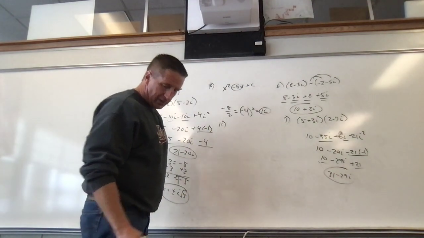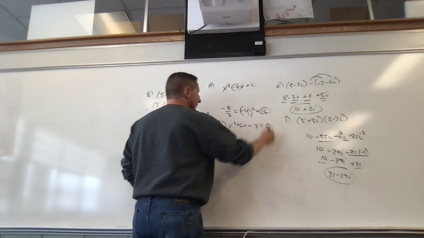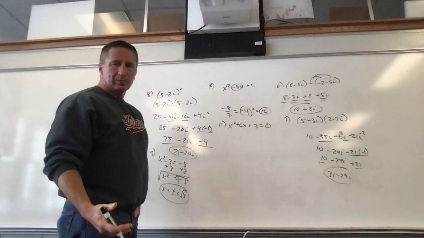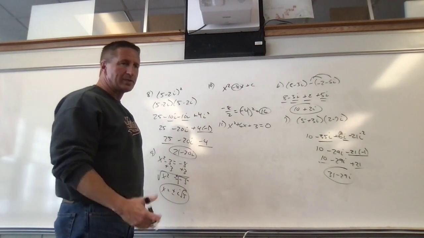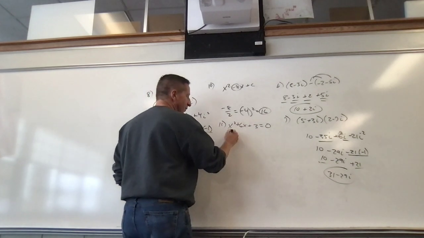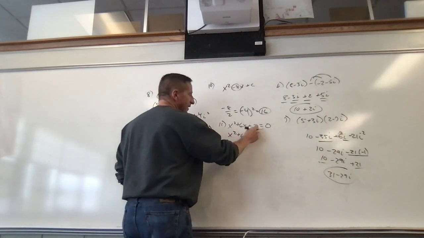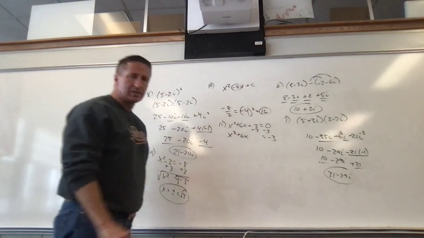Number 11. Solve by completing the square. x squared plus 6x plus 3 equals 0. Okay. It equals 0. That's normally a good thing when we're factoring or using the quadratic formula, but we're not doing either one. We're completing the square. If you complete the square, you have to have your x's on one side. Anything without an x, like a 3, get rid of. So subtract 3 from each side.